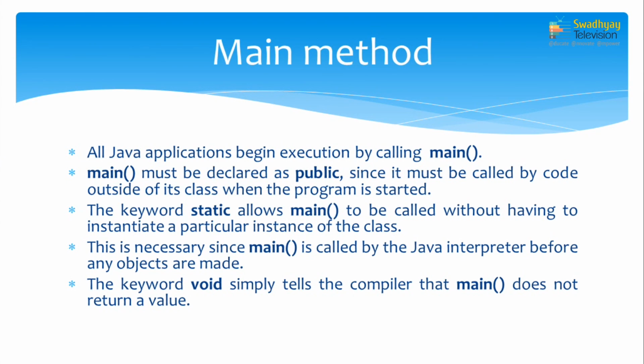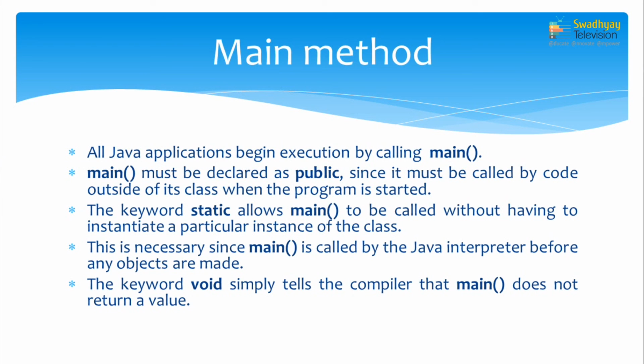Next, we discuss the main method. The main method is very important because any Java program starts its execution from the main method. Main must be declared public because it must be called by code outside of its class when the program is started. If it is not public, nobody can use this method, because only a public method can be called outside the program.